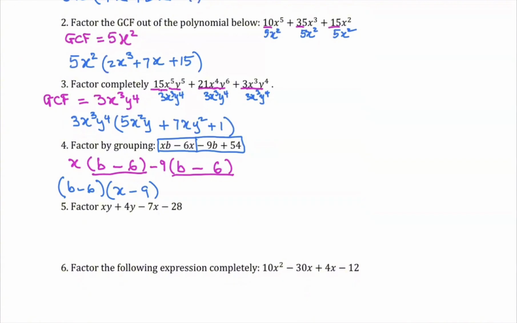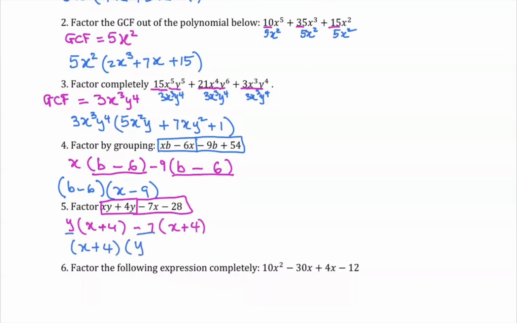by grouping. Let's do the same thing with this next problem, number 5. We group and we factor the GCF, which is y, y factored out, x plus 4. We factor 7 out, x plus 4, and then the final answer, when we factor x plus 4 out, the other factor would be y minus 7.